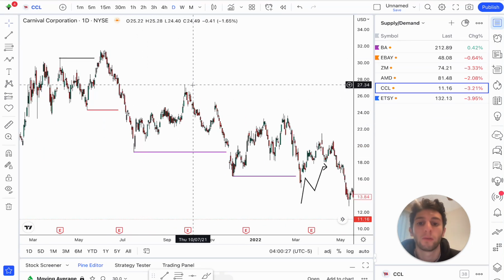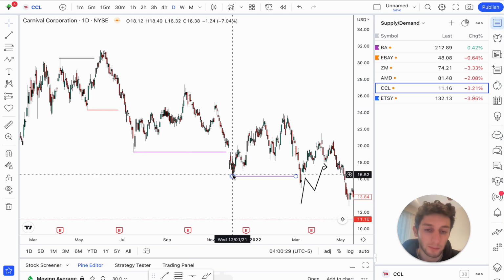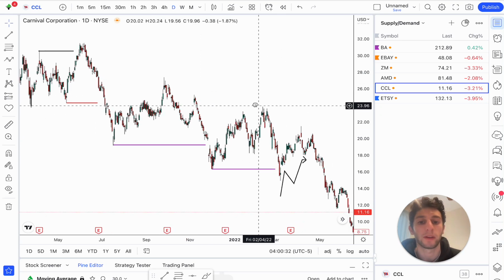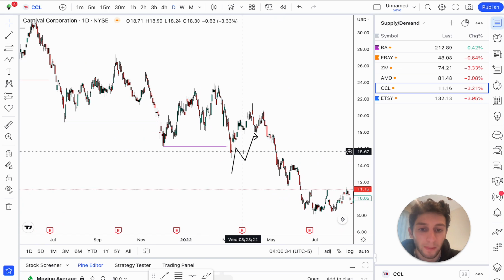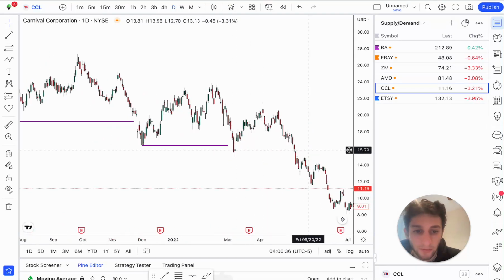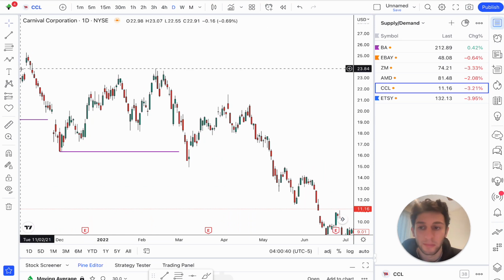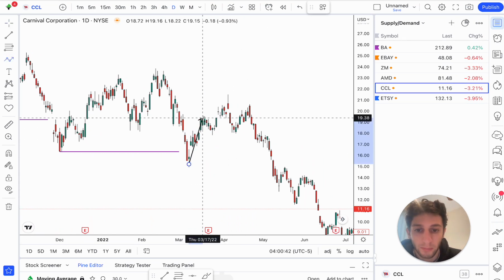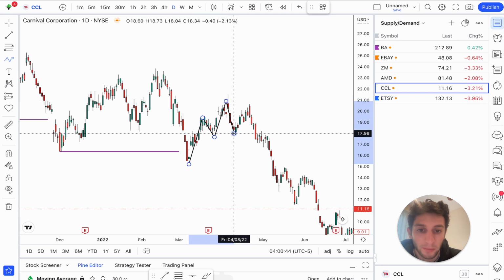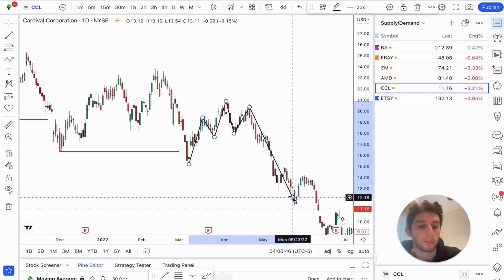Price makes a lower high, we come back down, make a lower low, move up again, make a lower high, break it again. And you see here, again, we have another mini uptrend in the higher time frame downtrend, right? So we have this move up here, this move up here, this move up here, this move up here, and then we finally get that move lower.